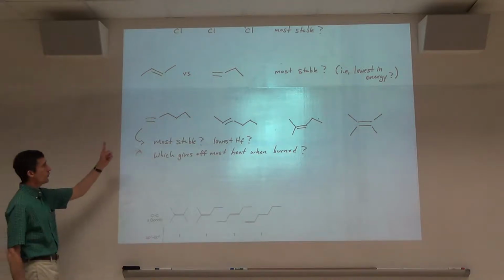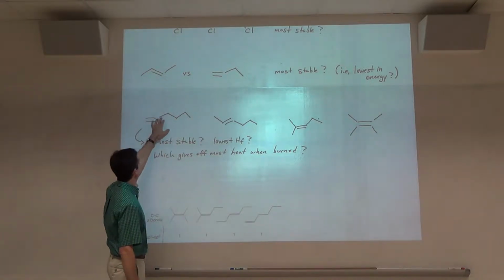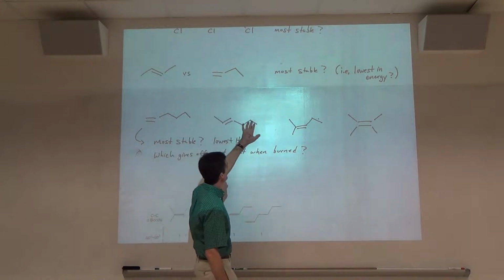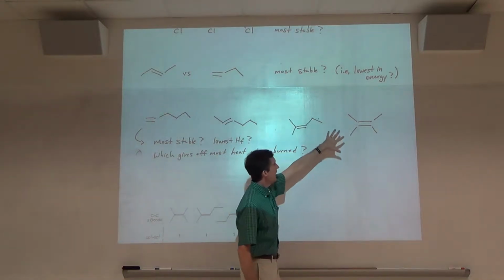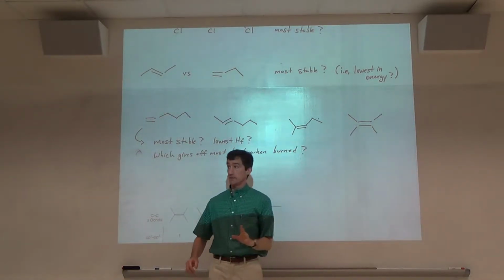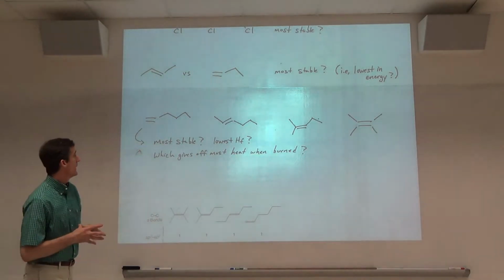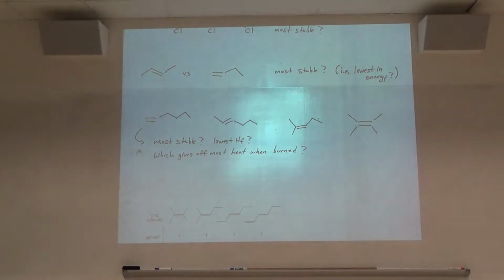Down here we have 4 different compounds. Those are all isomers. I think they're all the same formula. 4 different constitutional isomers. Which one's most stable? What would be like stable? Which one has the most potential energy?